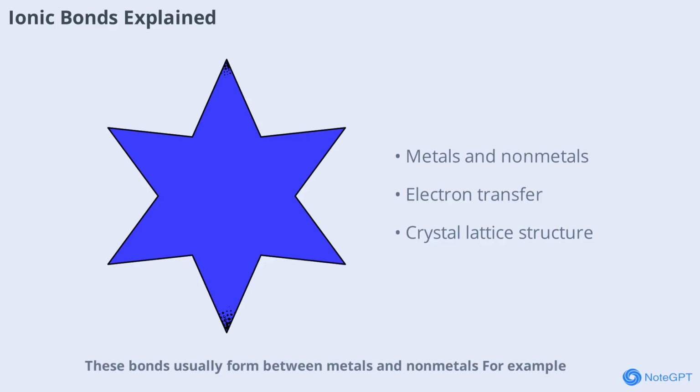Let's dive deeper into ionic bonds. These bonds usually form between metals and nonmetals. For example, sodium, a metal, can give up an electron to chlorine, a nonmetal, resulting in positively charged sodium ions and negatively charged chloride ions. The opposite charges attract, holding the ions together in a crystal lattice. This is how table salt, or sodium chloride, is formed. Ionic compounds tend to have high melting points and conduct electricity when dissolved in water, thanks to the movement of ions.